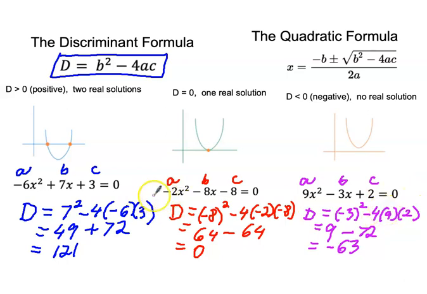Okay, so those are three cases in which the discriminant will help you see whether you have two real solutions, one real solution, or no real solution at all.